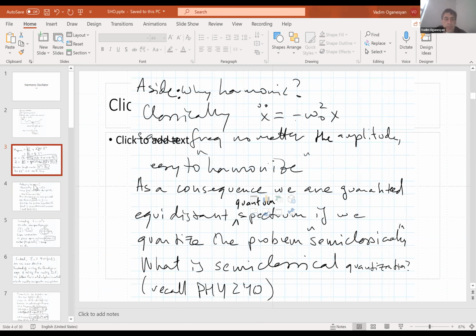There's an important aside here. Why is it called the harmonic oscillator? That's question 2. Can you type in the chat? Why do you think it's called harmonic?